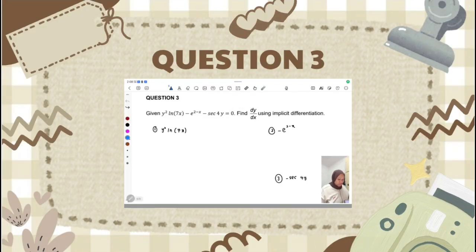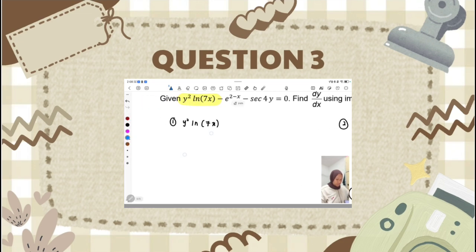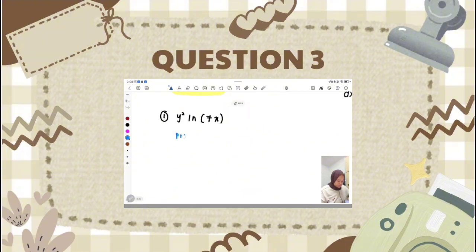So based on question number 3, given y to the power of 2 ln 7x minus e to the power of 2 minus x minus sec 4y. First of all, we are going to solve this equation. For this one, we are using the product rule.